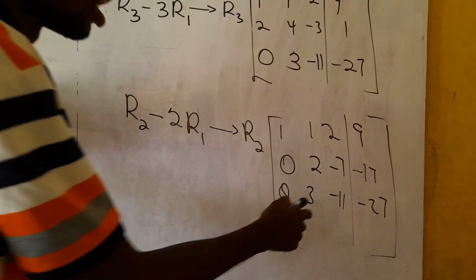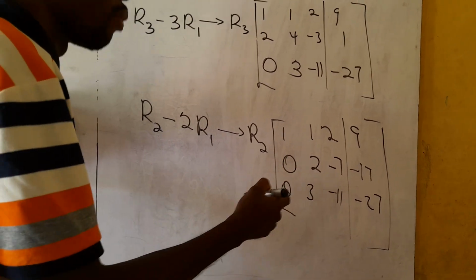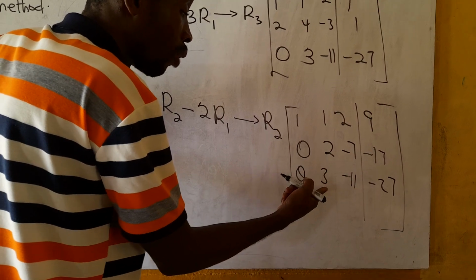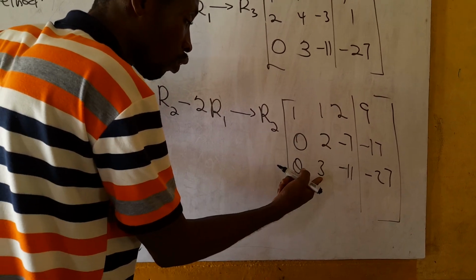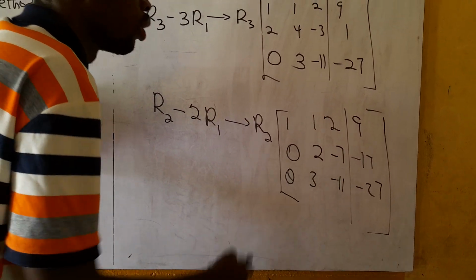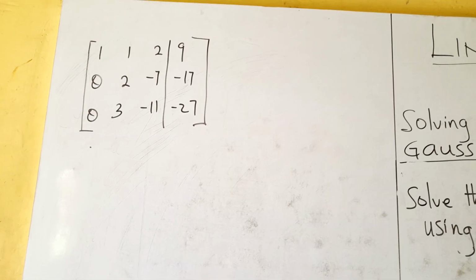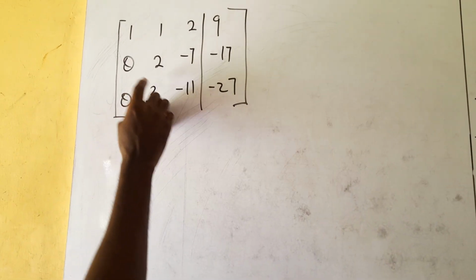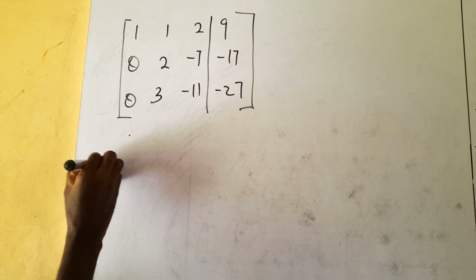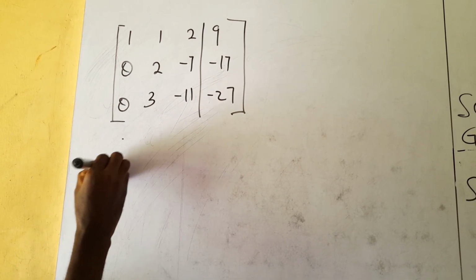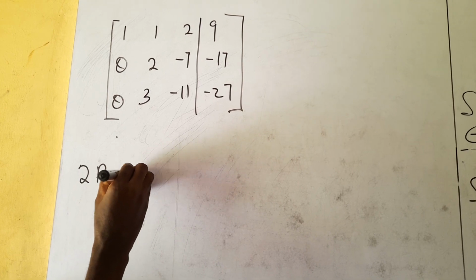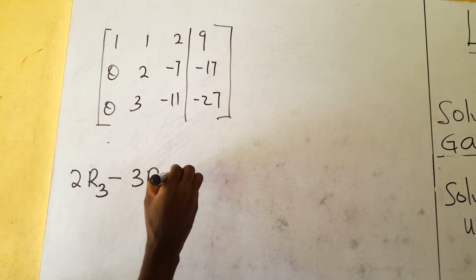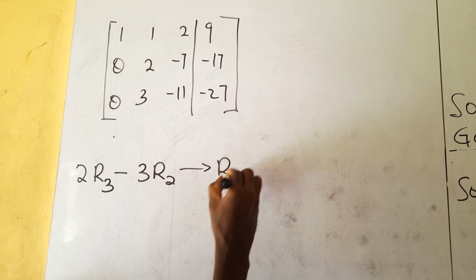The next one is I'll make this 0. How do I make it 0? See, if I multiply this by 3 and I multiply this by 2, if I subtract it from it, it will become 0. So that's the next thing. Okay, so we have this. Now we want to make this 0. So we say that 2R3 minus 3R2 should go into our R3.